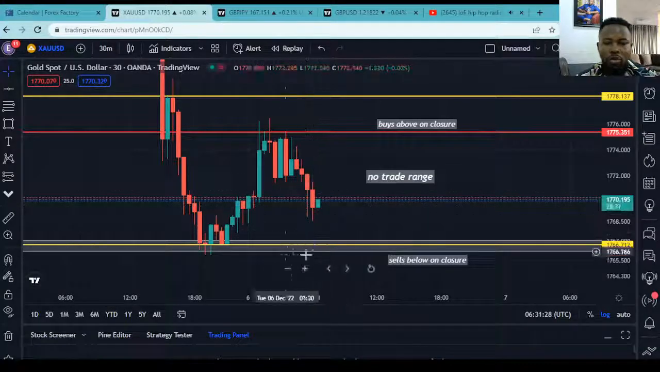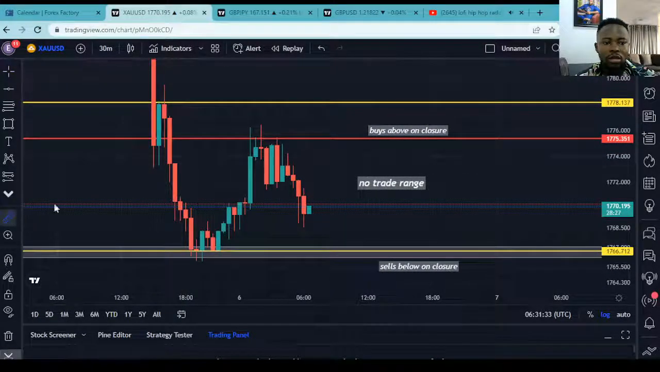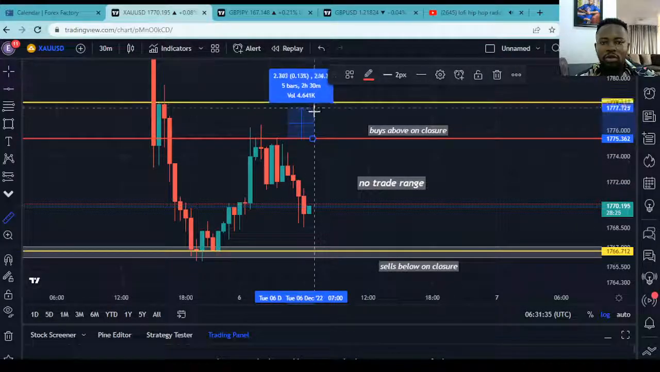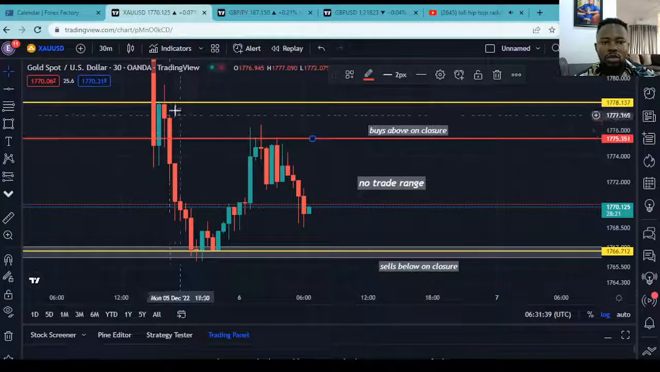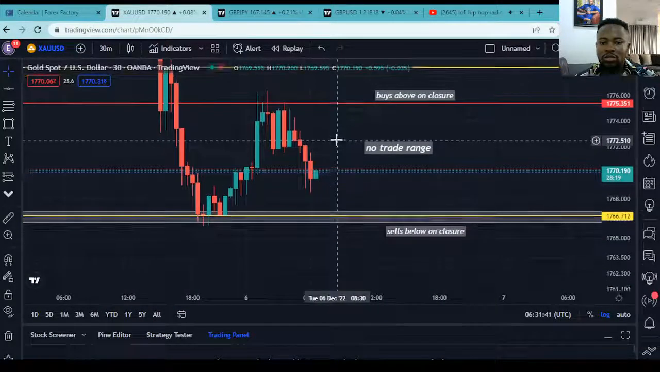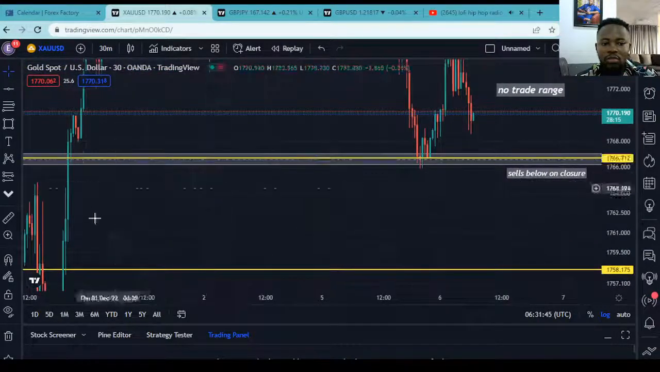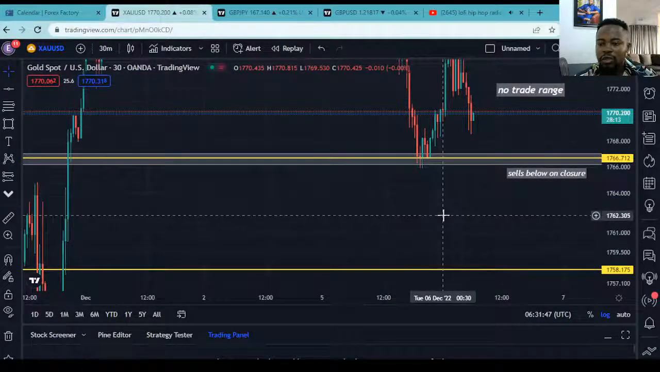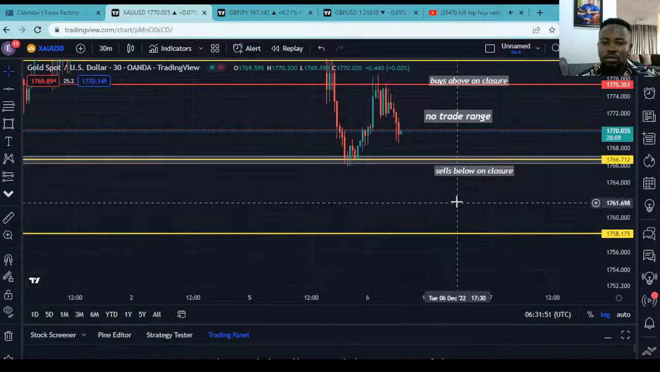On gold, we're waiting for closure below here or closure above for buys, and we're expecting volume to push price up above this minor resistance that we have here to the left hand side. Closure below here for sales, and we'll have a clean move towards the 1758 100 area. So we'll see.